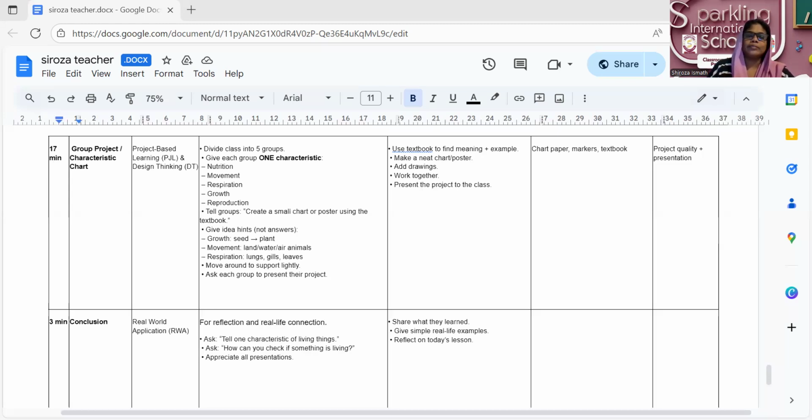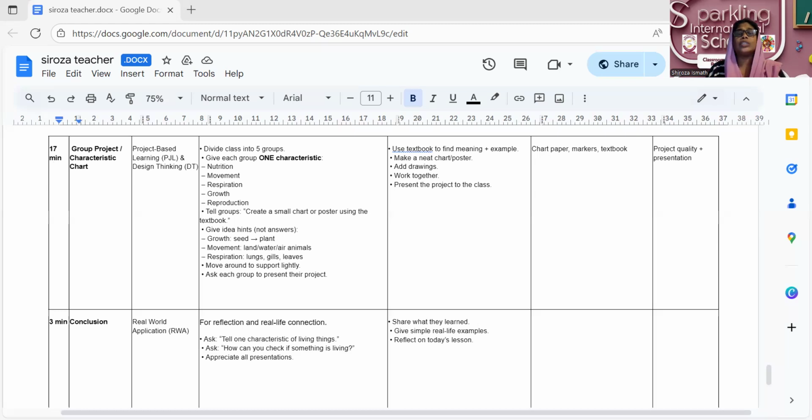As a teacher, as a facilitator, I have already divided the class into five groups. Group 1, nutrition. Group 2, movement. Group 3, respiration. Group 4, growth. Group 5, reproduction. I will ask them to work using their textbooks and what we discussed.